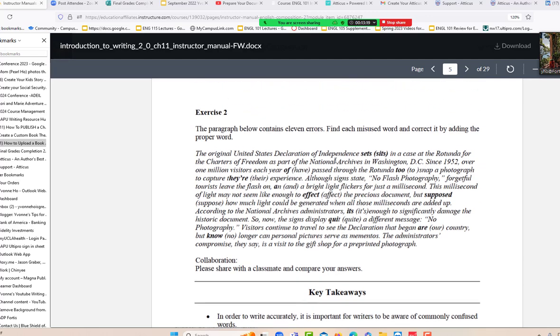So here you have the original United States Declaration of Independence. It sits in a case in the rotunda for the Charters of Freedom as part of the National Archives in Washington, D.C. Since 1952, over 1 million visitors each year have passed through the rotunda to snap a photograph to capture their experience.